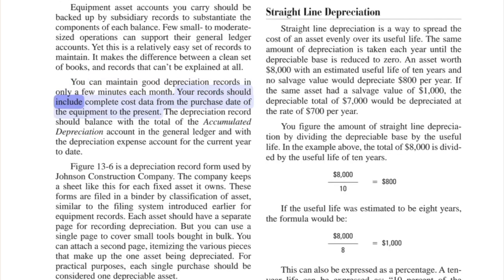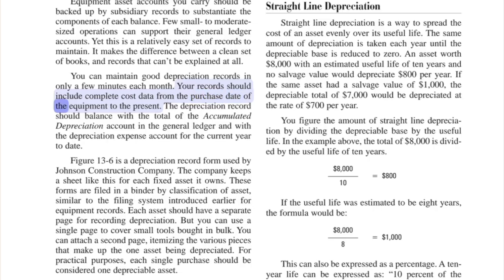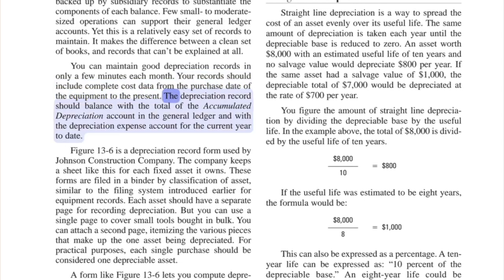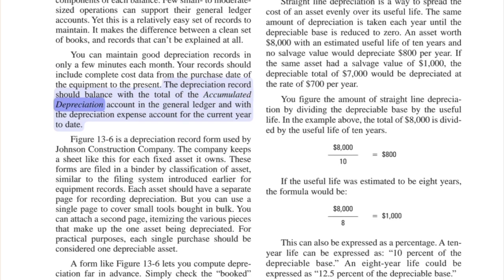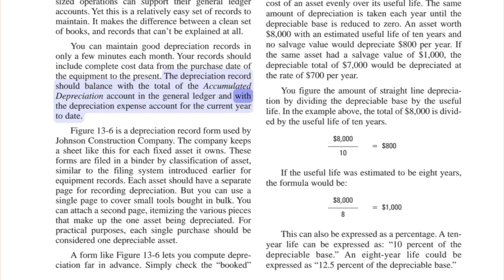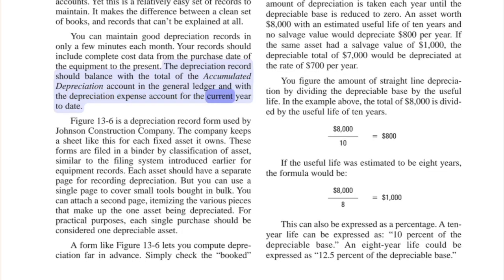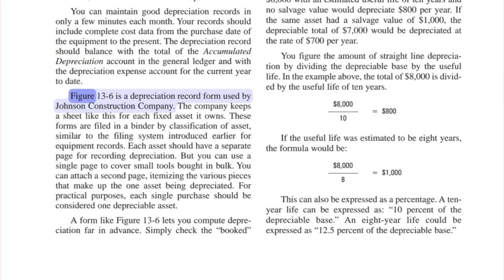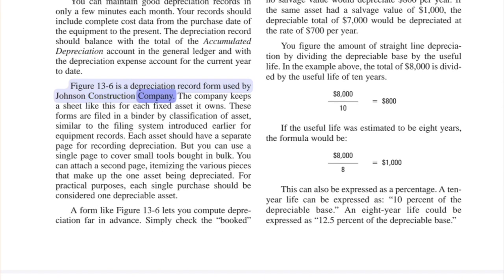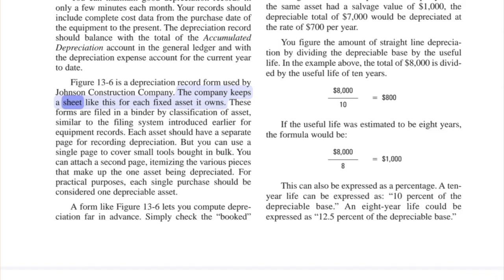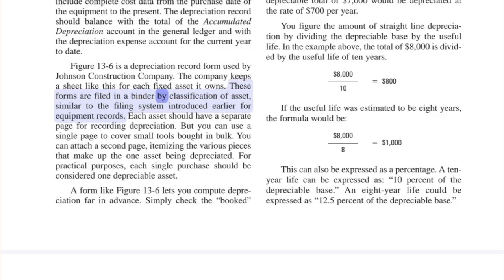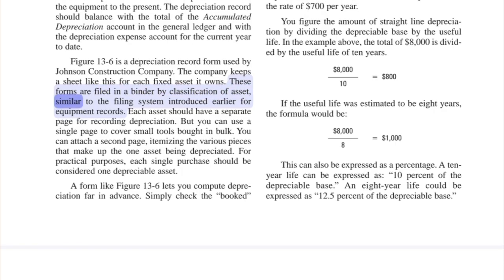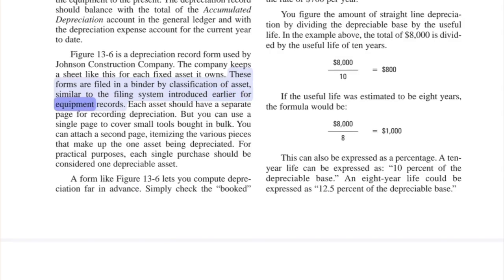Your record should include complete cost data from the purchase date of the equipment to the present. The depreciation record should balance with the total of the accumulated depreciation account in the general ledger and with the depreciation expense account for the current year to date. Figure 13-6 is a depreciation record form used by Johnson Construction Company. The company keeps a sheet like this for each fixed asset it owns. These forms are filed in a binder by classification of asset, similar to the filing system introduced earlier for equipment records.